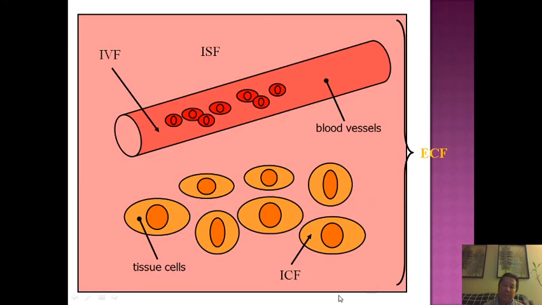This is just another picture of how interstitial fluid, intravascular fluid, and intracellular fluids are illustrated. Again, the fluids inside the cells, the cytoplasm and nucleoplasm, are called intracellular fluids, and fluids outside the cells are called extracellular fluids, divided into two. Those inside the blood vessels are called the intravascular fluids, and those outside the cells but in between and around the cells are called interstitial fluids.